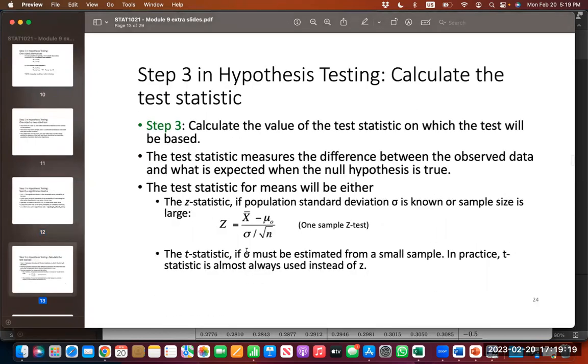Then we go towards calculation of the z statistic. That is x bar, or the sample mean, minus the population mean, mu0, or mu, divided by sigma divided by the square root of n, which we know is the standard error. So that's a one-sample z test.